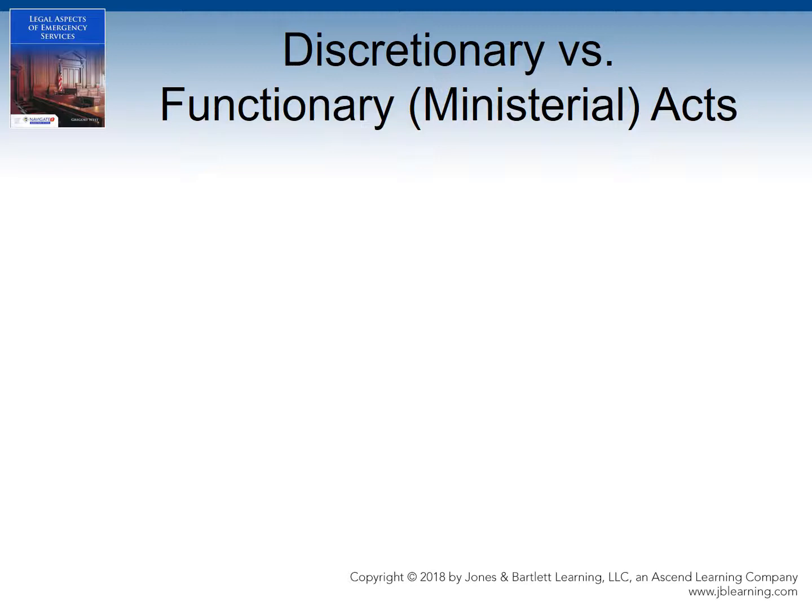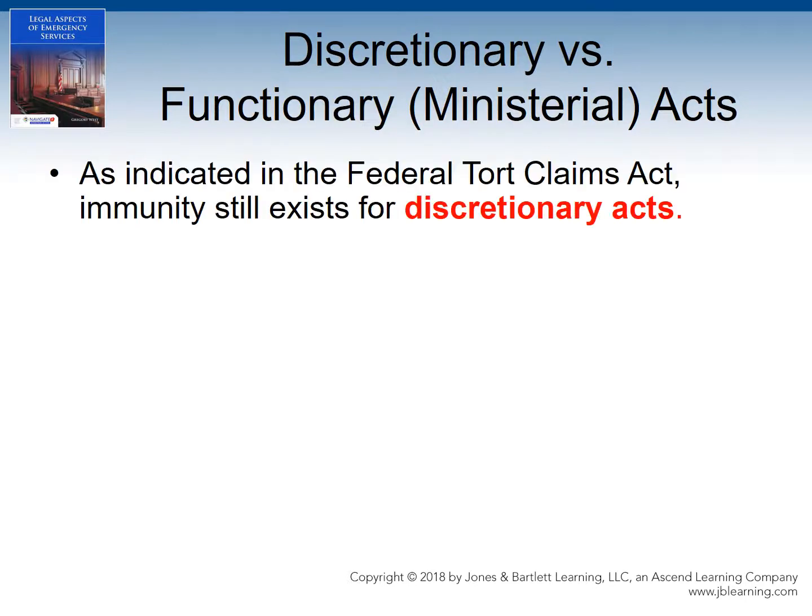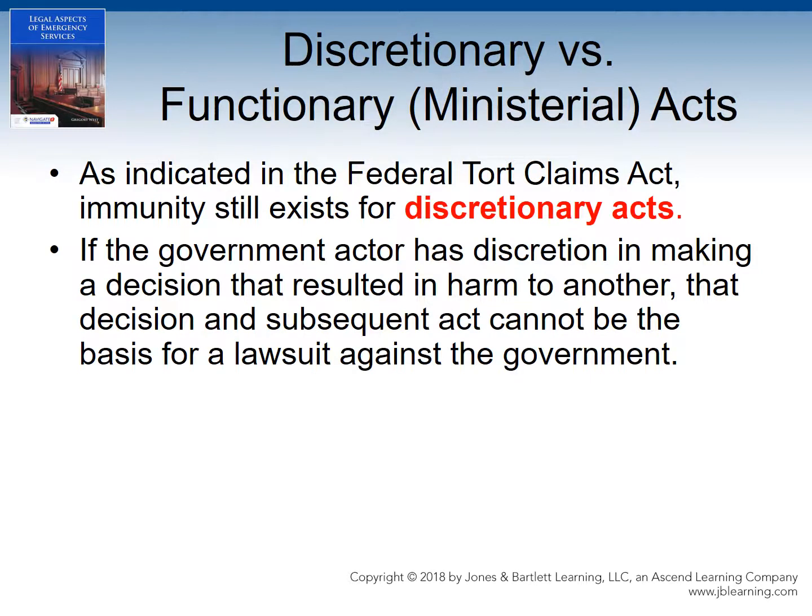Many tort claims acts, including the Federal Tort Claims Act, differentiate between discretionary versus functionary or ministerial acts when determining whether or not immunity applies or a lawsuit can be maintained. In tort claims acts that recognize the distinction, immunity routinely remains for those acts of government and its employees that are considered to be discretionary. Essentially, if the government actor has discretion in making a decision and that decision resulted in harm to another person, that decision and subsequent act cannot be the basis for a lawsuit against the government.